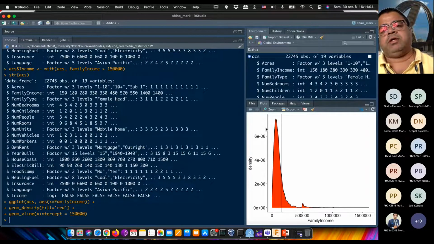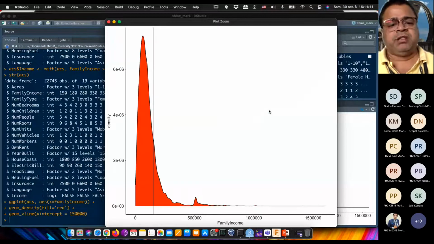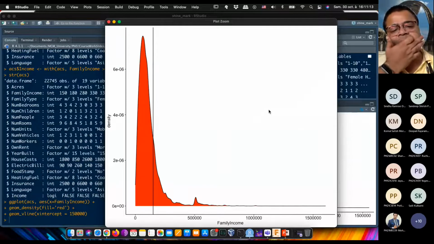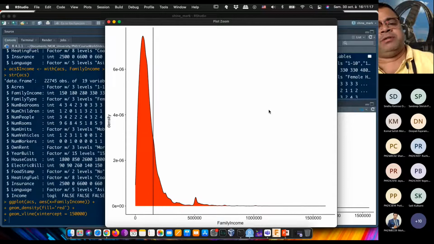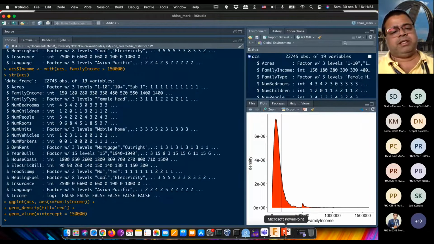Okay, how does it look? Okay, so what I have done is I have created a density plot with the fill color as red. Okay, it looks good to see, doesn't it? All right. So let us go to the next part. So I have created the density plot.